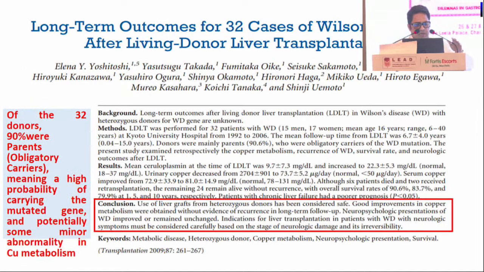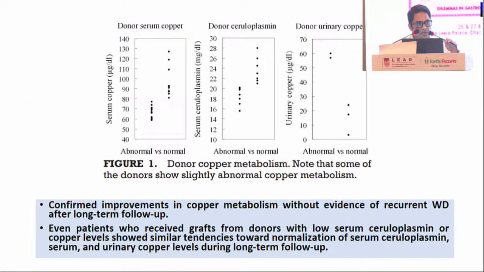So these papers highlight the long-term outcomes of heterozygotes. Once we prove clinically or genetically that the patient is heterozygous, then the outcomes are fantastic. It does not affect long-term outcomes after liver transplantation. In this study, there were 32 donors, 90% were parents, who are obligatory carriers and probably heterozygotes, meaning a high probability of carrying the mutated gene and potentially some minor abnormalities in copper metabolism. So in heterozygotes also, we can have some abnormalities in copper metabolism, as highlighted in the next slide.